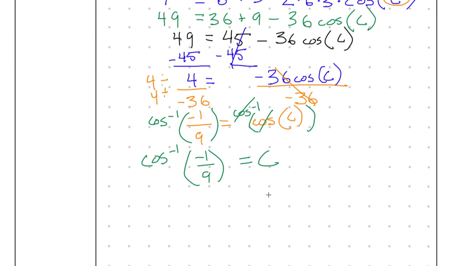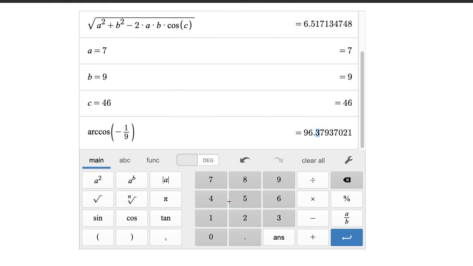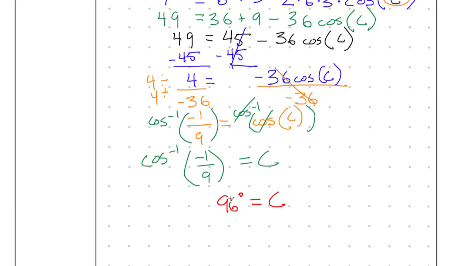So we're going to say C here, capital C. We'll do it in red because red is our answer. C is equal to 96 degrees. 96 degrees, and box it.